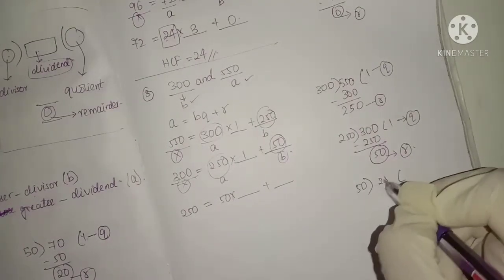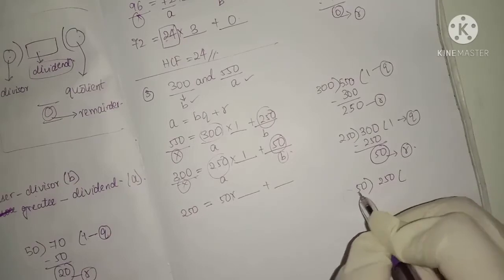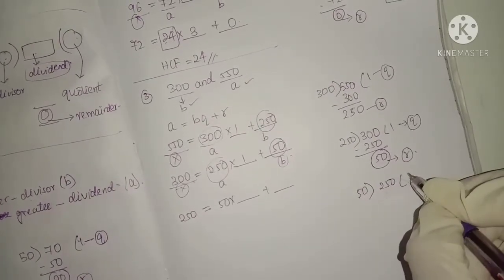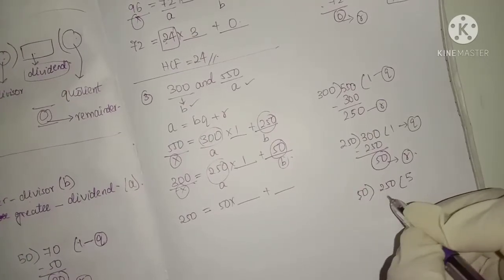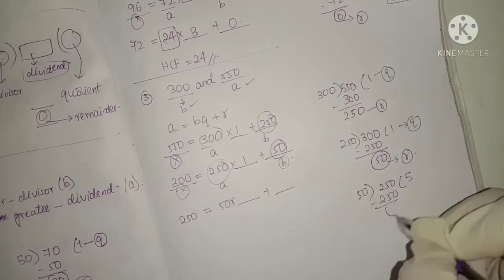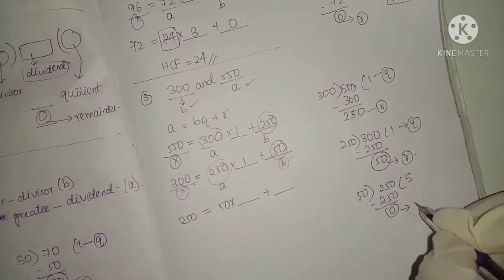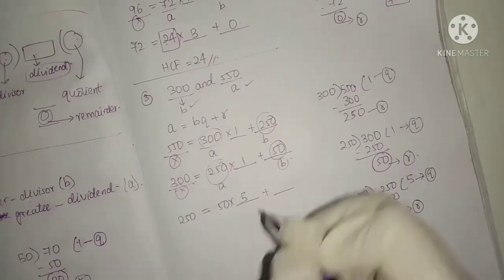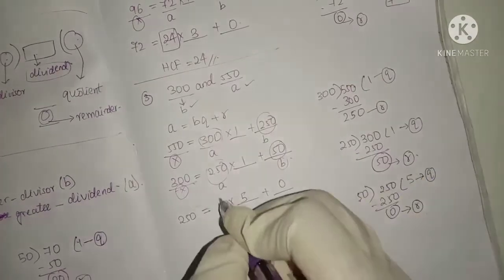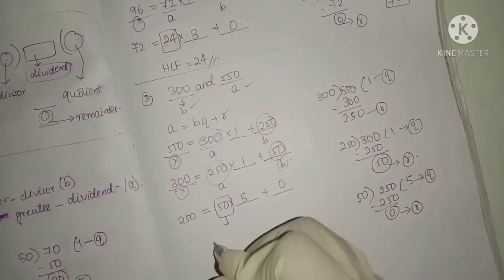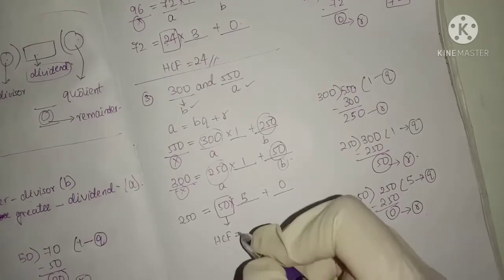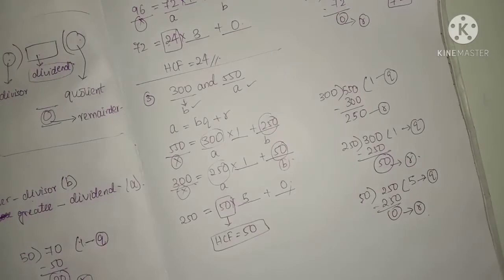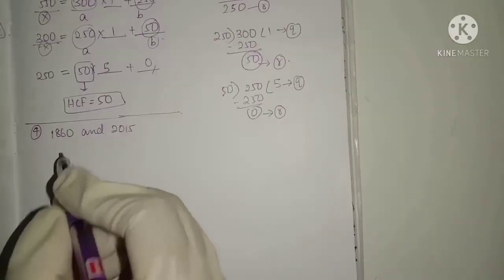50, 250. So the smaller number will be outside, the greater number will be inside. 50 times 5, if we take, we get 250. The remainder finally we got as 0. And this is Q. Let us substitute it. Remainder is 0. So here HCF is 50, because we got the remainder as 0. This is our last sum.